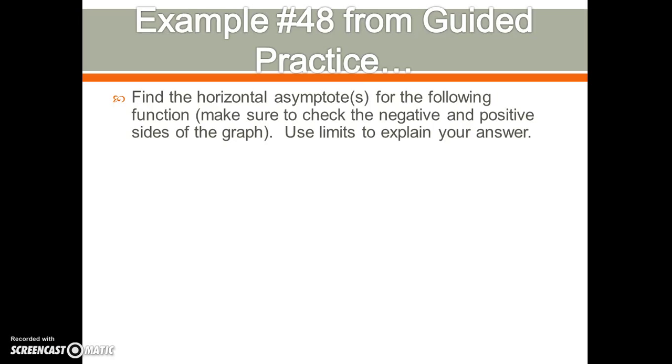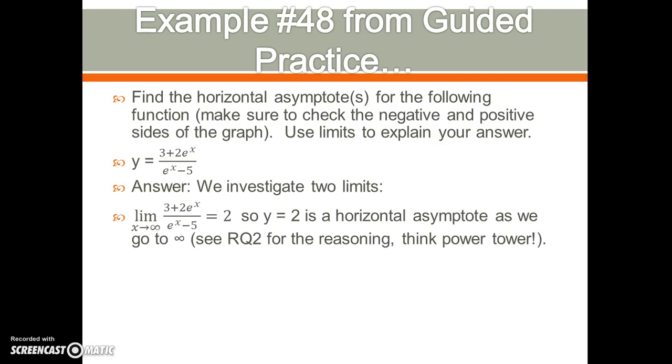Example 48 from our guided practice. The question asks us to find the horizontal asymptotes for the following function. Make sure to check the negative and positive sides of the graph. Use limits to explain your answer. The function is y equals (3 plus 2 e to the x) over the quantity (e to the x minus 5). So we're going to investigate 2 limits.